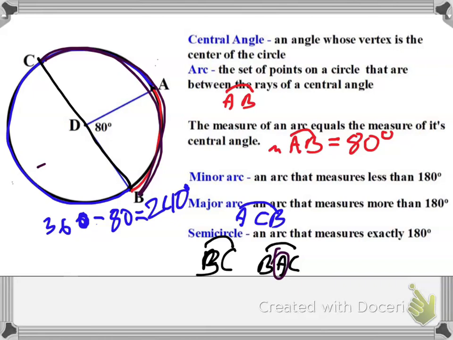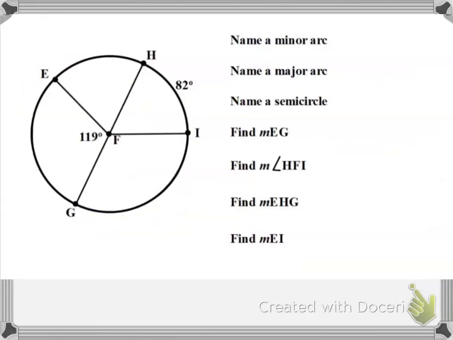All right. Let's take a look at some of these. Let's do some examples here. Name a minor arc. Well, that's easy enough. We actually have several of them we can choose from.